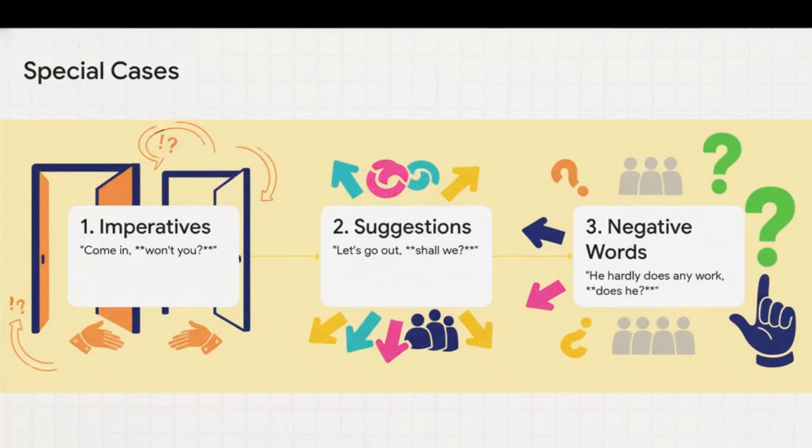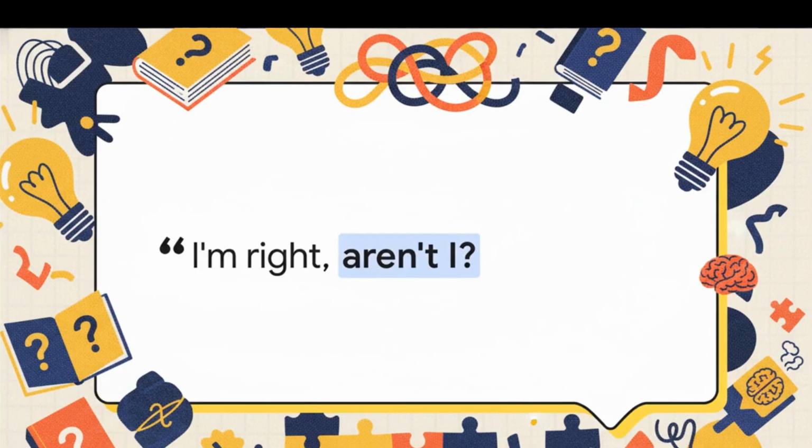So for commands or imperatives like "come in," we often use "won't you" to sound a bit more polite. For any suggestions starting with "let's," the tag is always "shall we?" And you've got to watch out for those sneaky negative words like hardly or seldom. They make the whole statement negative, so they need a positive tag. "He hardly works" becomes "does he?" See? Tricky.